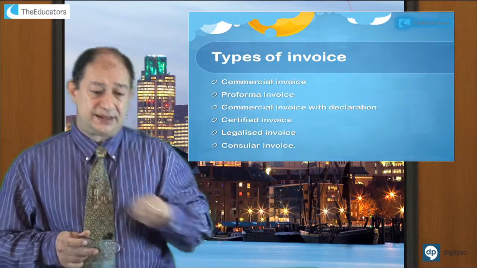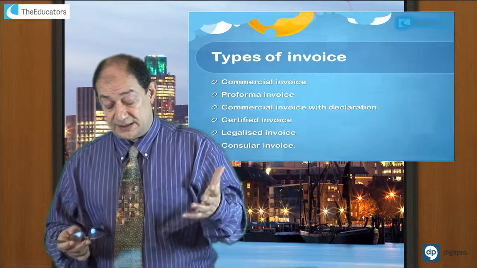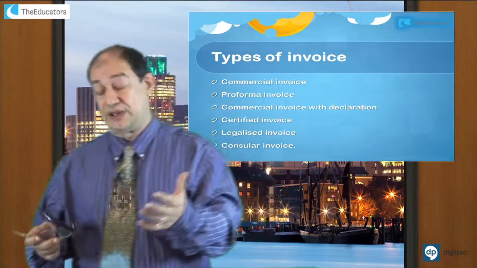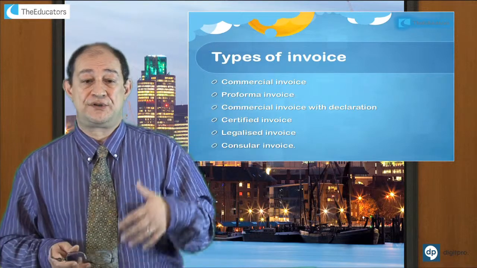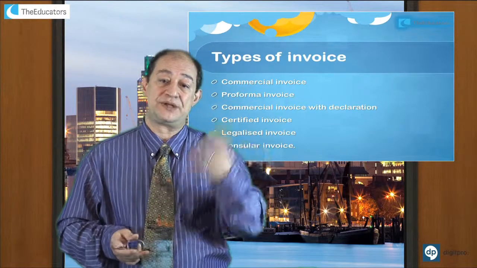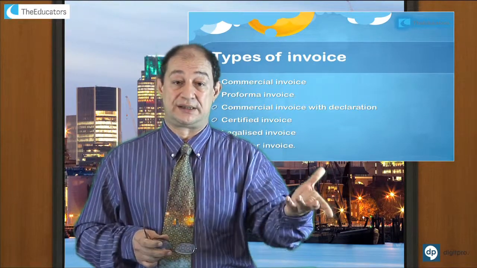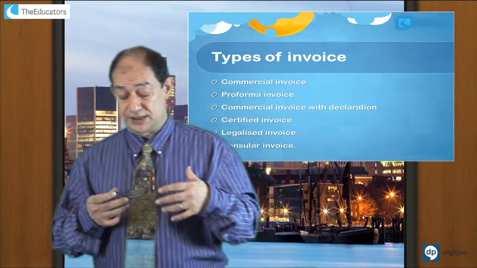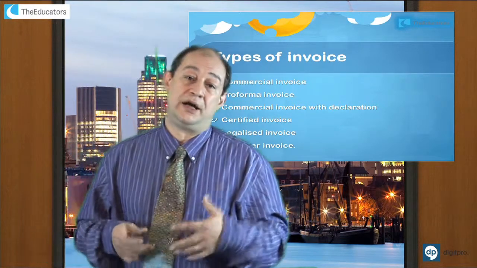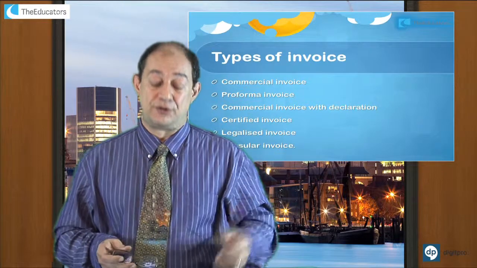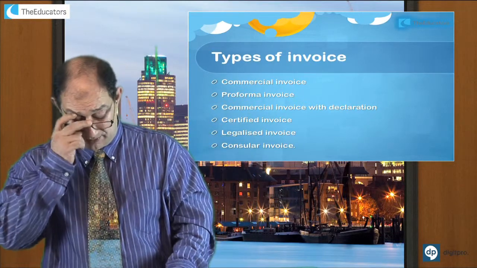Then you've got the certified invoices. A certified invoice is the same commercial invoice which goes to, let's say, your local Chamber of Commerce, which would authenticate the company who's issuing the invoice and the signatory of the invoice, so there is an authorized person to do it. It is a way of making sure that the invoice is produced by a bona fide company and an authorized person has signed it.